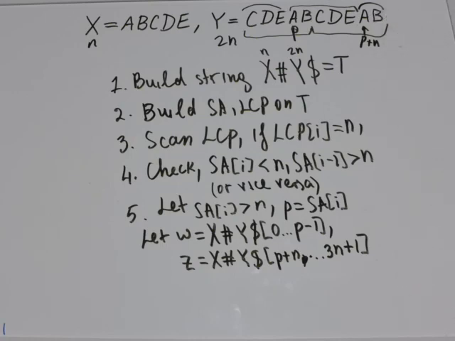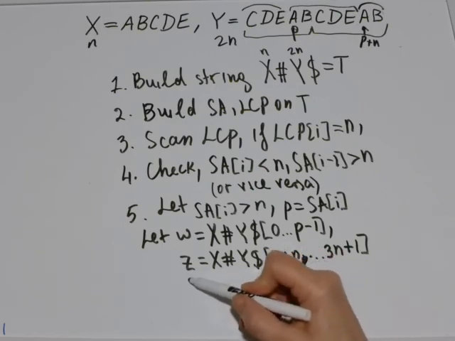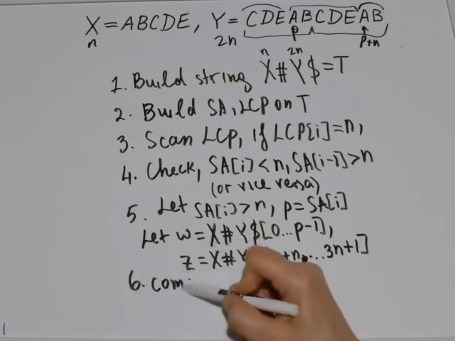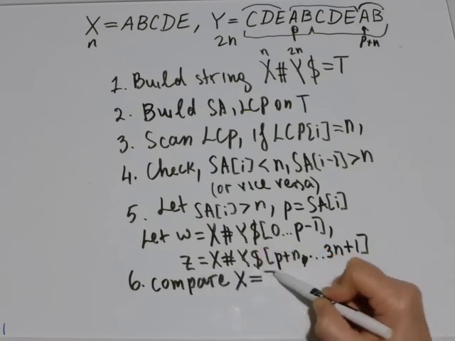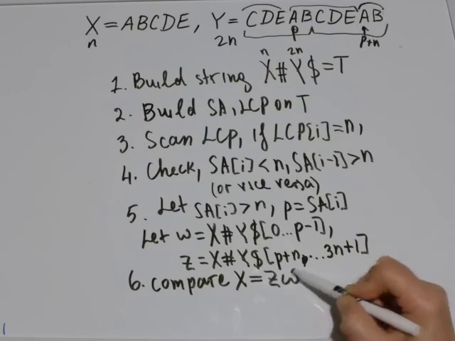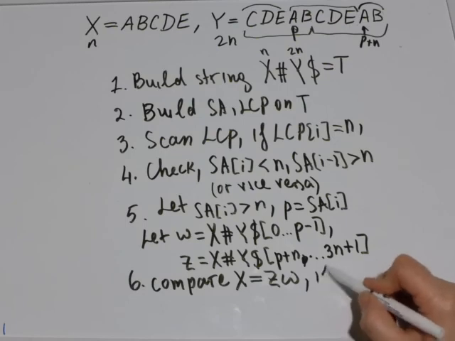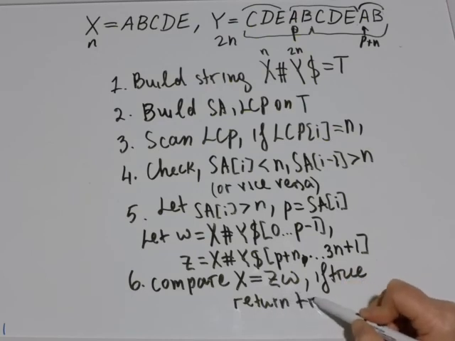Then what do we need to do? What we need to do is to concatenate them. We concatenate them and, step 6, compare that x is equal to the concatenation Z followed by W. If it is true, return true. So this would be the third solution for this problem.